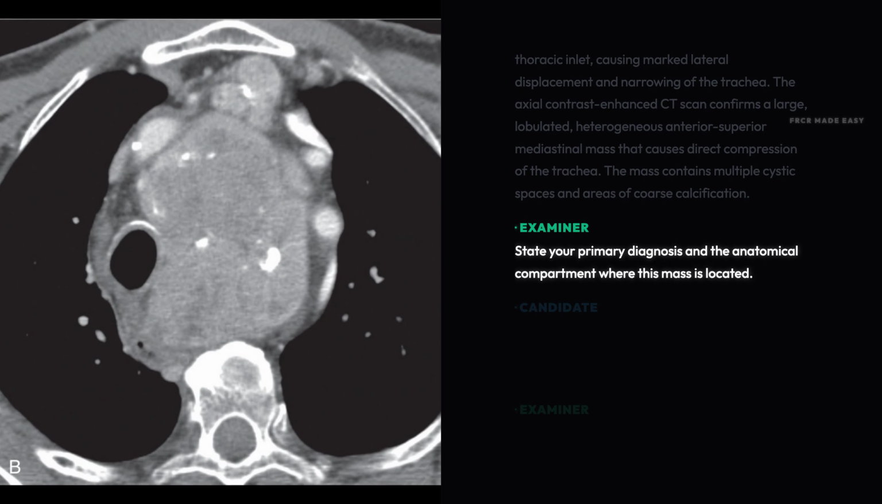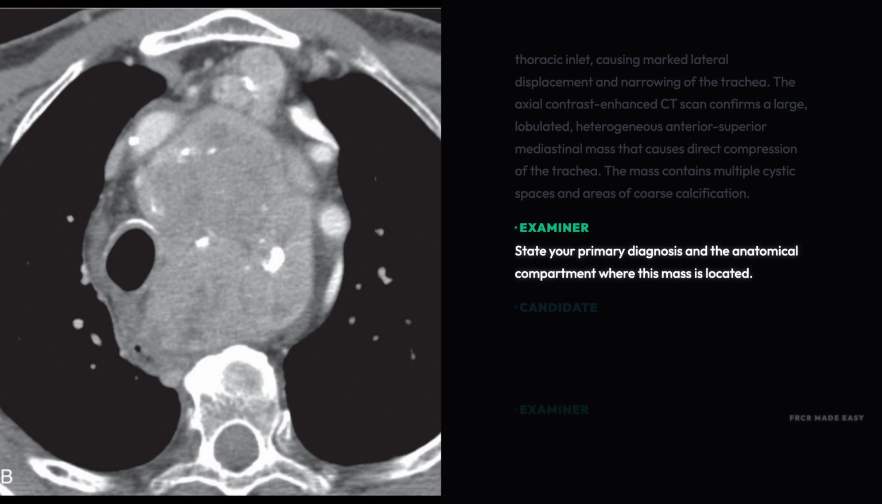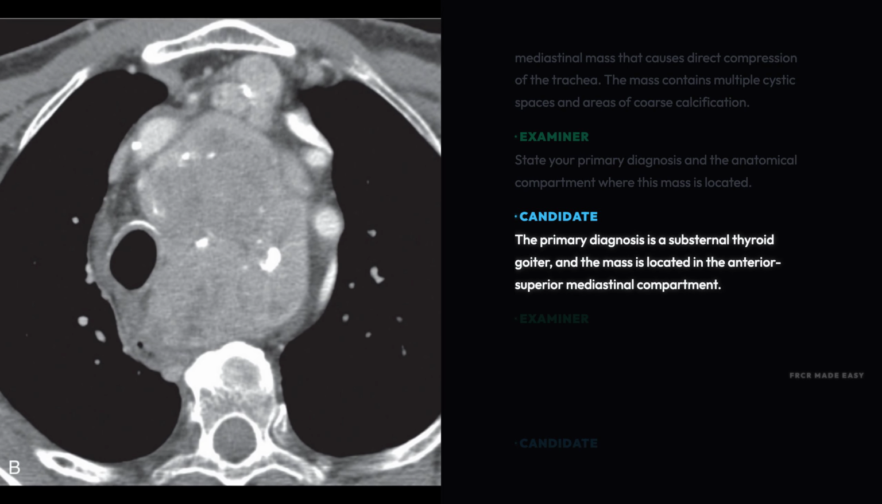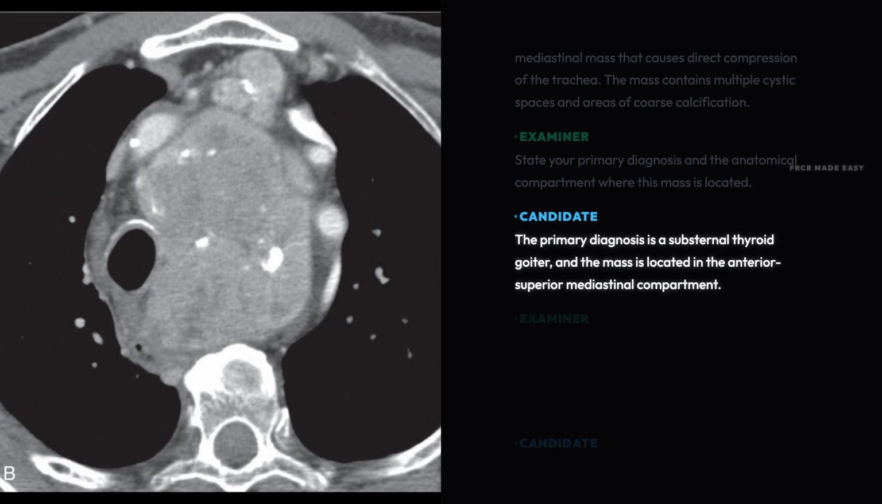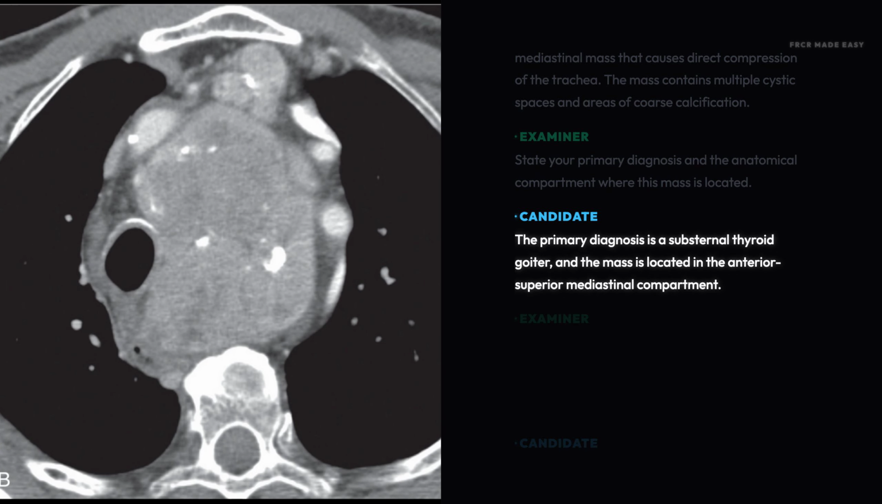State your primary diagnosis and the anatomical compartment where this mass is located. The primary diagnosis is a substernal thyroid goiter, and the mass is located in the anterior-superior mediastinal compartment.